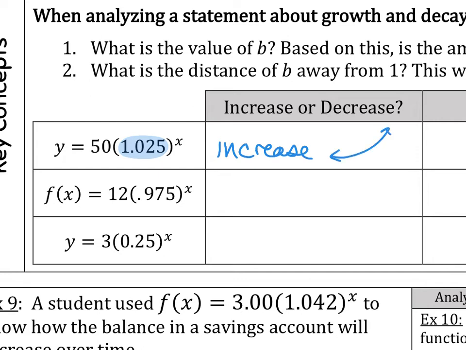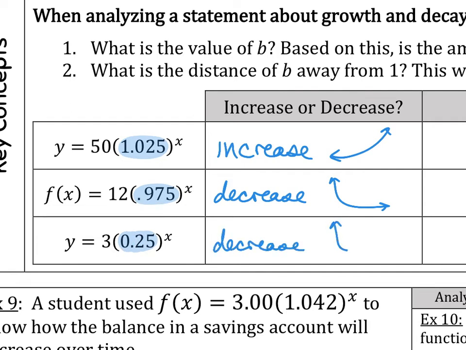That's great. How about the second one? Decrease. Why decrease? Below 1. Because the number in the parentheses, the b value, is less than 1, so it's going to decrease, which means its graph should decrease. What about the last one? Decrease as well, because this number is less than 1, so its graph should be going down.